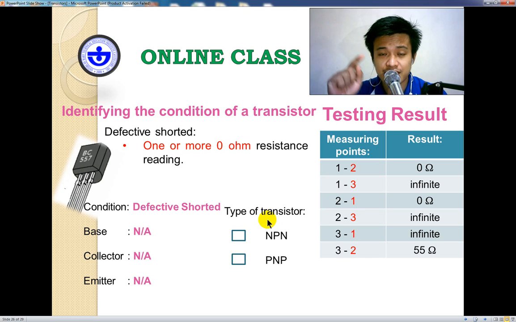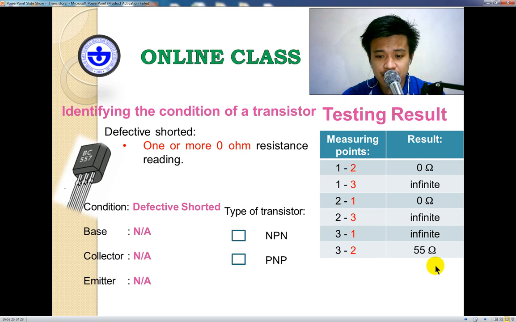Yes, of course, you can identify by testing. But if you're going to search it, then you can identify what type of transistor, but it is defective. Okay, but if you're going to use instrument, if the transistor is defective, you could not identify which leg is the base, which leg is the collector, and which leg is the emitter. At the same time, you could not identify what type of transistor. Okay, I hope that is clear.